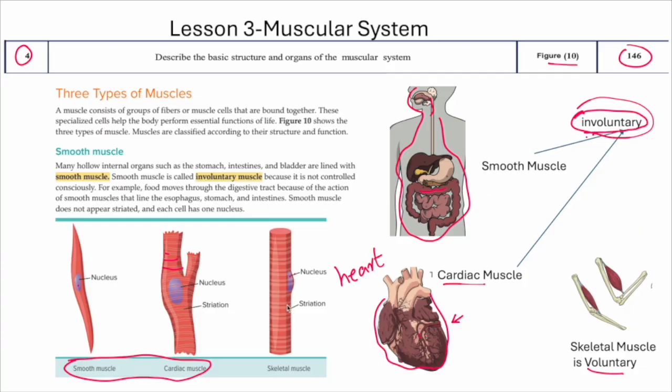And the last one is the skeletal muscle, right? The skeletal muscle is part of your skeleton system. You learned about the skeleton system in lesson 2. So the skeletal muscles are helping you to move your body, right? So skeletal muscles are striated and voluntary. Voluntary means you can move the muscles according to your wish.